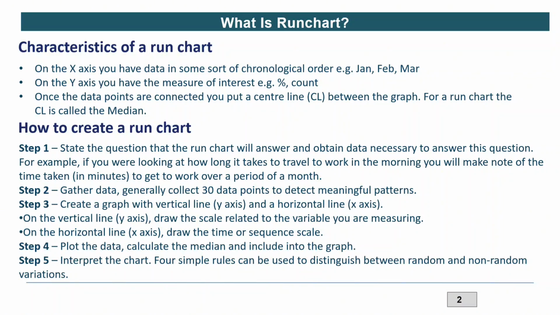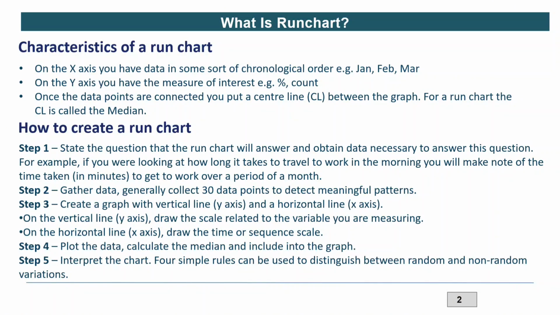So first step is to decide for what metric we are going to draw this run chart. And once you have decided that, the next one is to collect a good enough sample size. So the good enough sample size is generally 30 data points, a good enough meaningful sample size to observe any kind of pattern. And once we collect this minimum sample size, then we need to plot the graph.